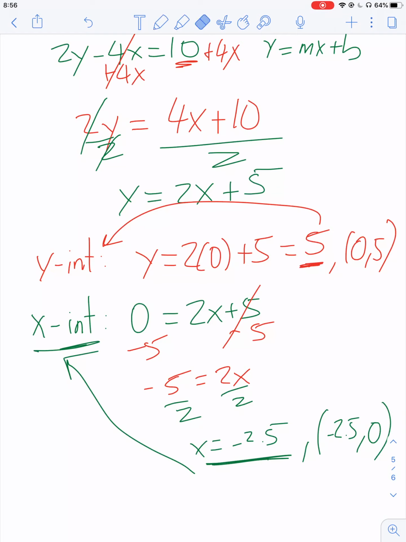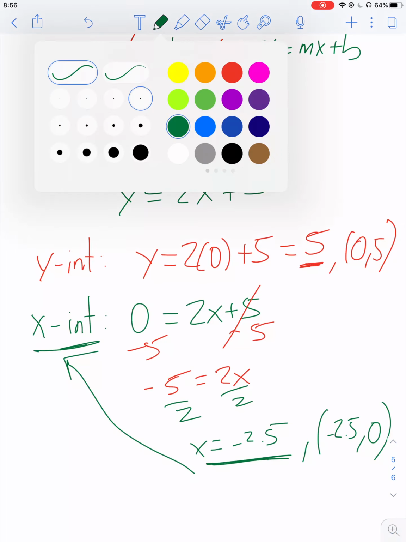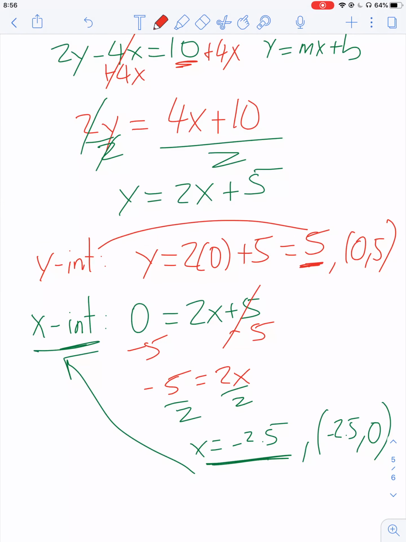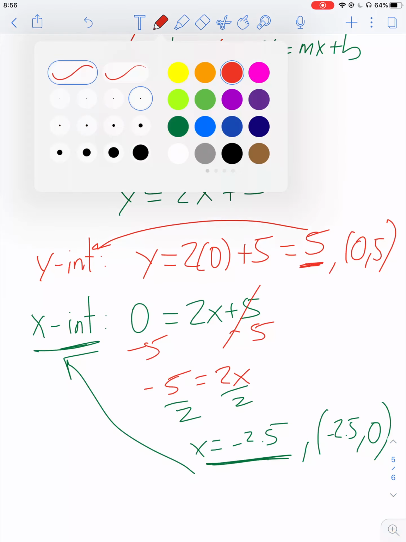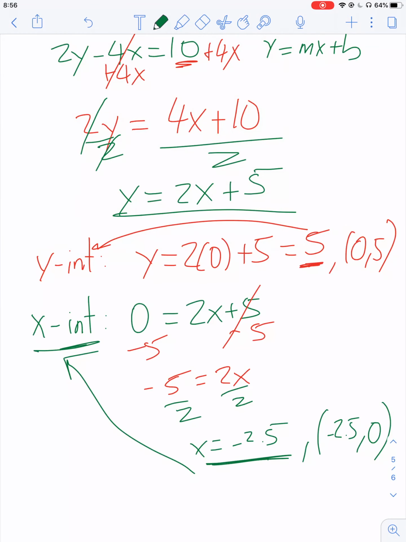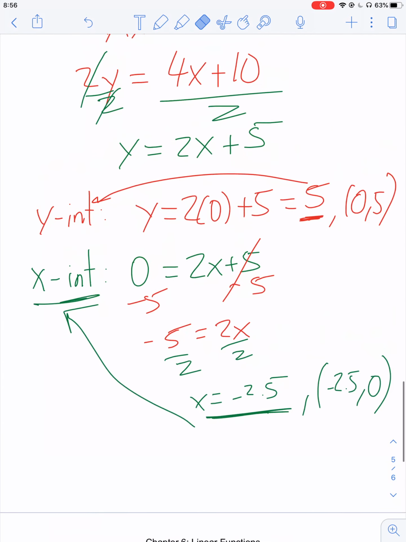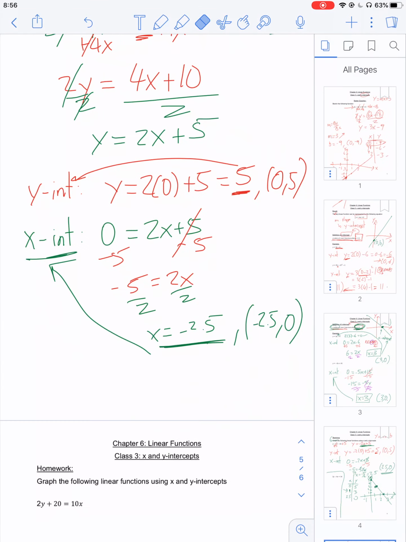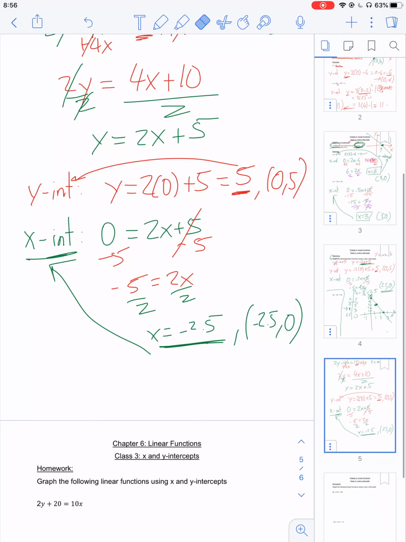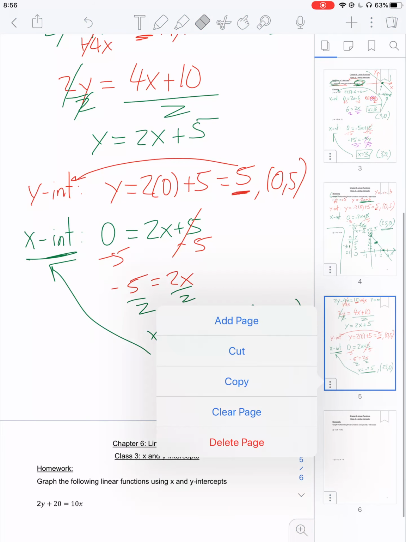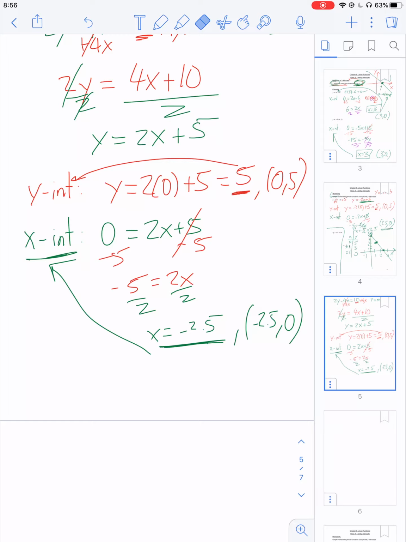And you can verify this by plugging it in. So let me just make this a little nicer. And this was my y-intercept. So if you plug in negative 2.5 in this function, negative 2.5 times 2 is minus 5. Minus 5 plus 5 will give you 0. So that means you've done this correctly. Now, what do I mean by sketching? Let me add another page, because I'm writing really big.